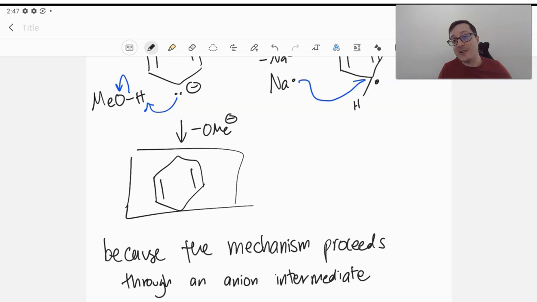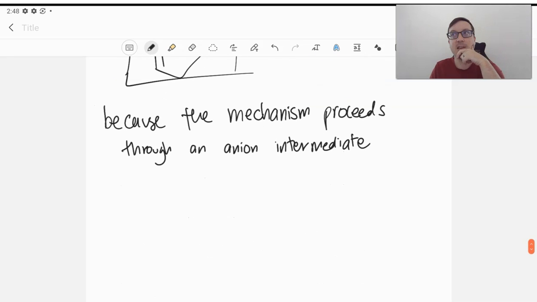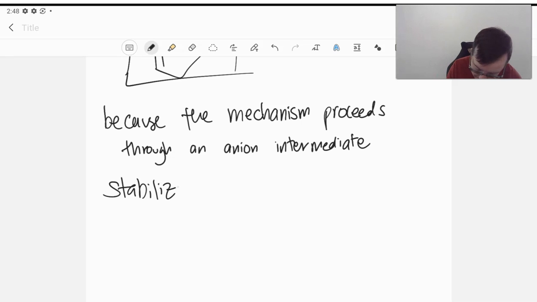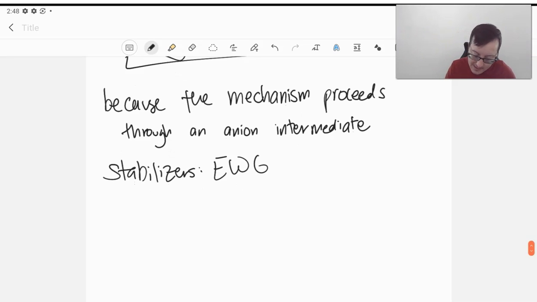if we want to look at factors that might stabilize that anion, we could think, okay, well, what's going to help stabilize it? Well, if we have an anion, that means we have too much electron density, right? We have a lone pair on a carbon. That's not a very good thing, right? So things that will stabilize it would be electron withdrawing groups.